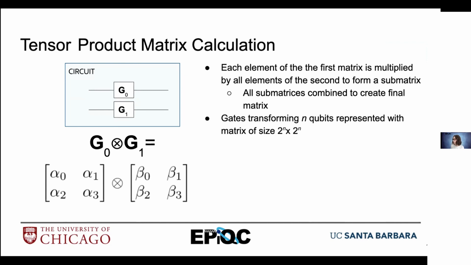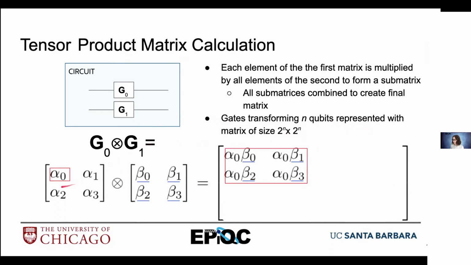Gates transforming n qubits are represented with a matrix of size 2 to the n by 2 to the n. That's something very important. If you're transforming n qubits, because qubits have two basis states, our matrix representation for that gate is going to be 2 to the n by 2 to the n.